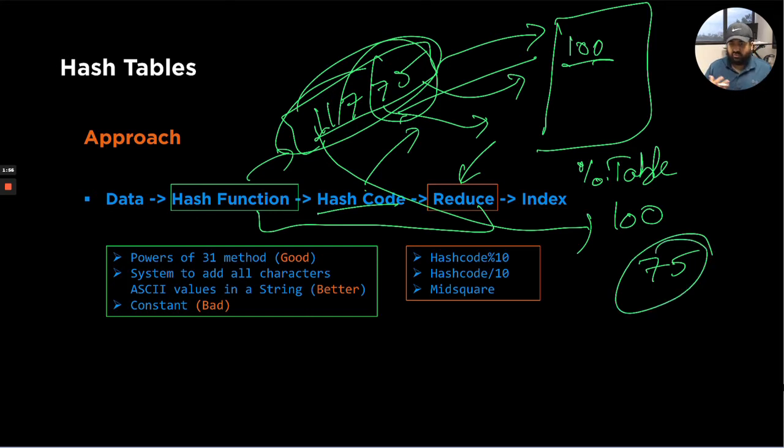Now, this is not the only reduce function. There could be others. If you refer to the books, it might use mid squares, or you could use hash code divided by 10 and so on. If you have an 8-digit hash code and you know your table size is 6 digits, you can always divide it by 10 to create the final index. That is the entire sequence of events: once you have the data, you pass it to the hash function, generate a hash code and reduce it.